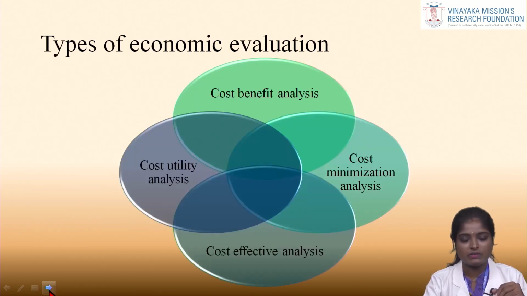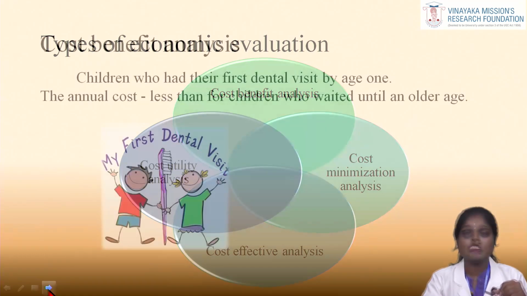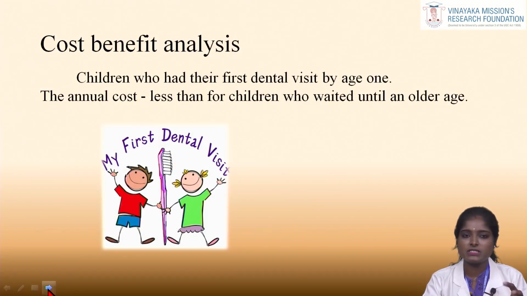Coming to types of economic evaluation, the major topic of today's concept, we have four types of economic evaluation: cost benefit analysis, cost utility analysis, cost minimization analysis, and cost effectiveness analysis. Cost benefit analysis. As the name suggests, it is something incurred to get a benefit out of it, but it is measured on a monetary basis. For example, if we are paying something, we should also gain something in money terms.